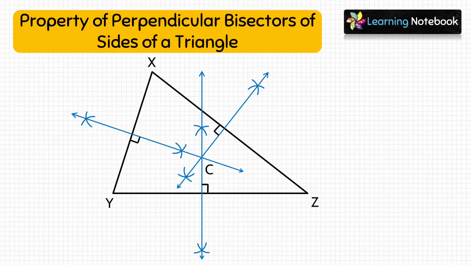Here you will notice that the perpendicular bisectors of the sides are concurrent. Let's name their point of concurrence as C. Now let's measure the distance between C and the vertices of the triangle with the help of a ruler. You will find that CX equals CY equals CZ. So students, observe that in case of an acute triangle, we are getting the point of concurrence inside the triangle.